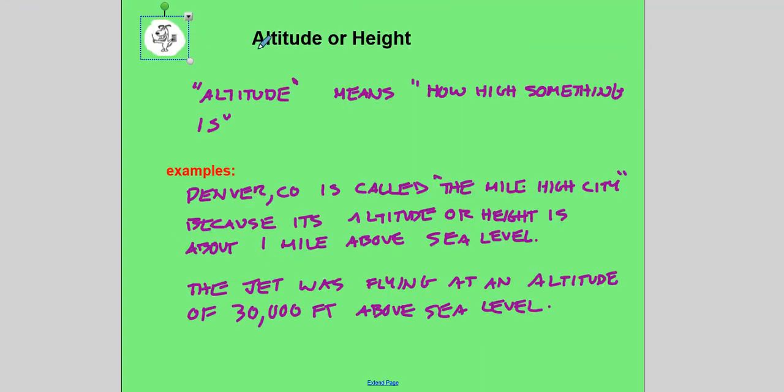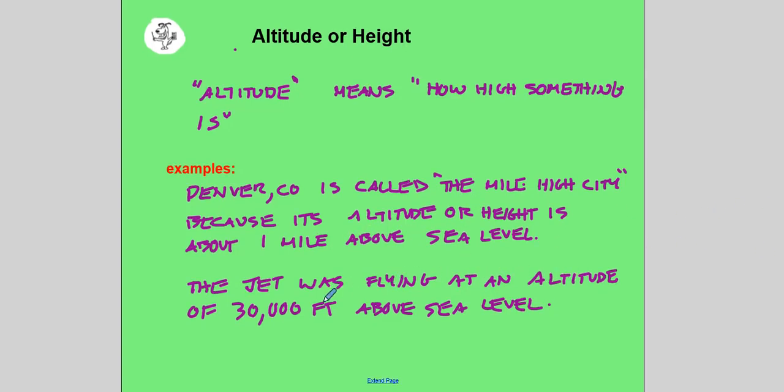Okay, let's talk about altitude or height. Altitude means how high something is. So for examples, Denver, Colorado is called the Mile High City because its altitude, or height, is about 1 mile above sea level. The jet was flying at an altitude of 30,000 feet above sea level, meaning it's up there 30,000 feet above the level of the sea.